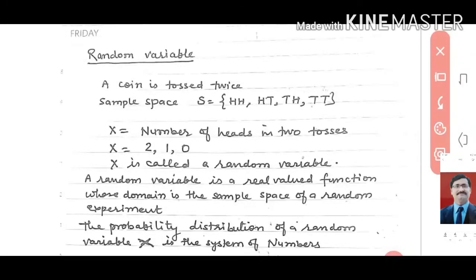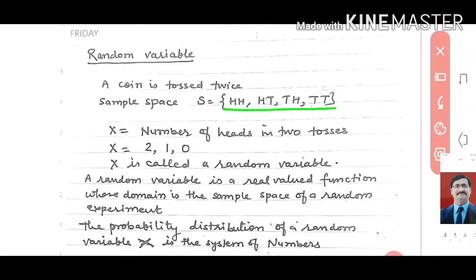Random variable. We will understand this variable by an example. A coin is tossed twice. If you toss a coin 2 times, then we get a sample space that you can check: head head, head tail, tail head, or tail tail.